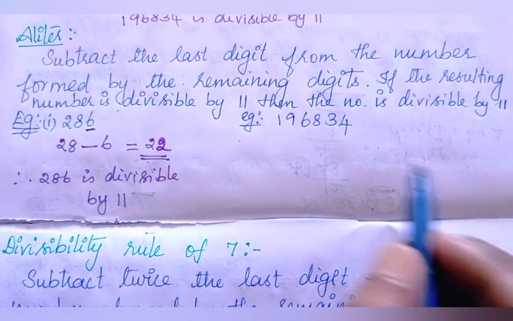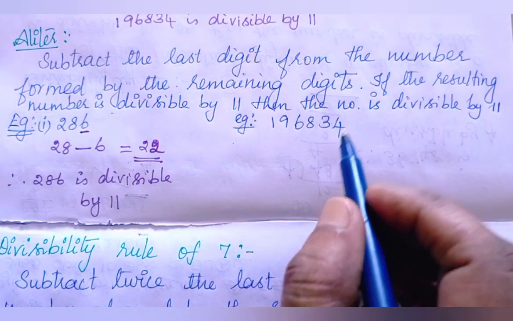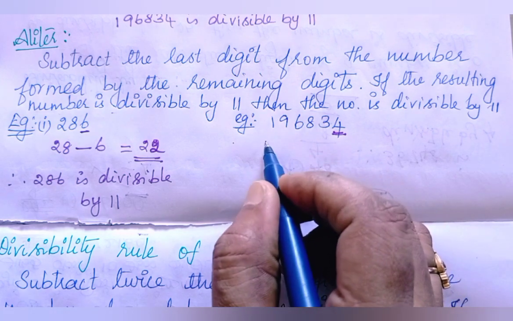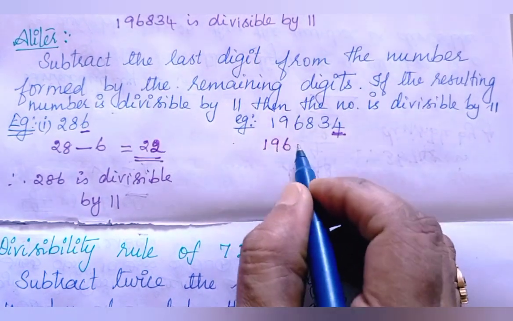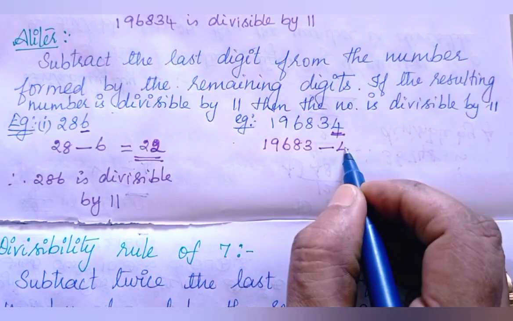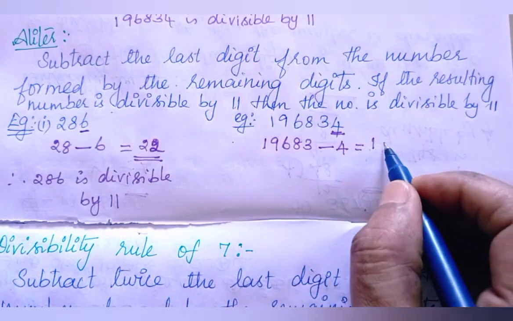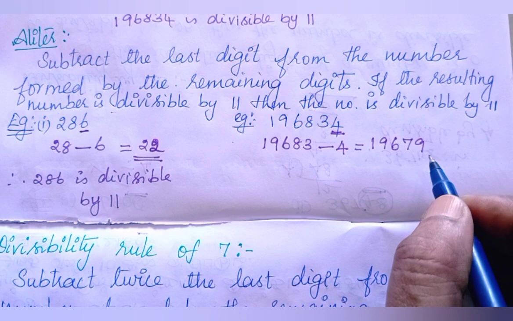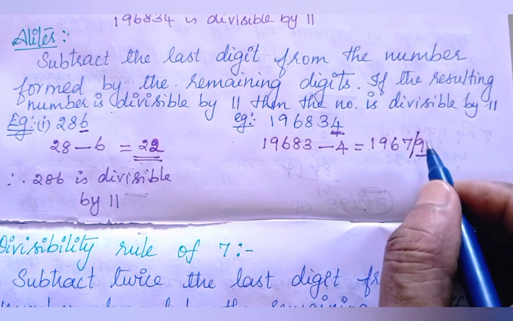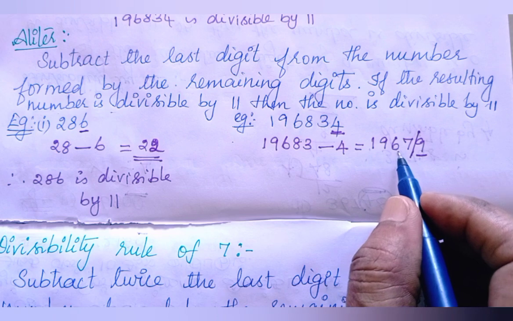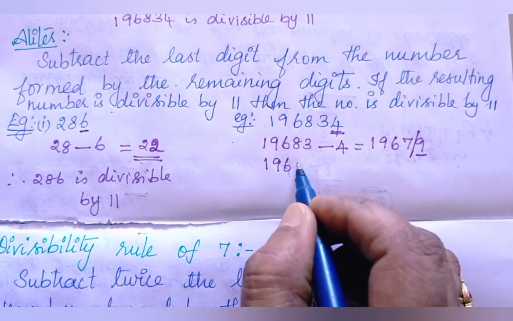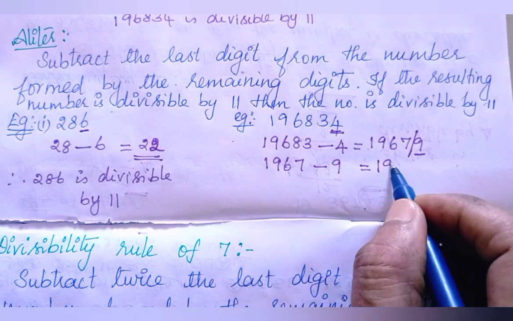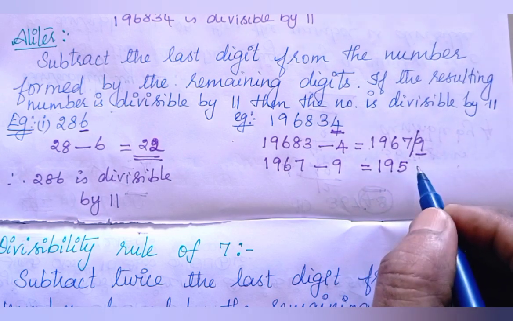Similarly, we have 1,96,834. We have to remove the last digit of this number and subtract it from the remaining digits. So, the remaining digits are 19,683. Subtracting 4 from this, we get 19,679. Now, we have to remove the last digit 9 and subtract it from 1,967. 1,967 minus 9, we will get 1,958.